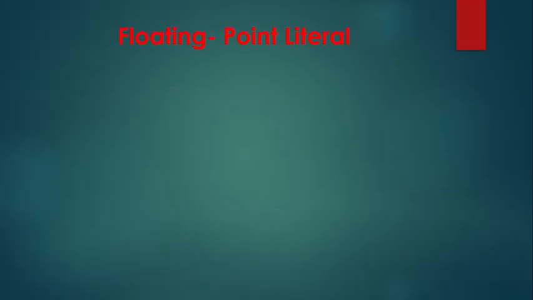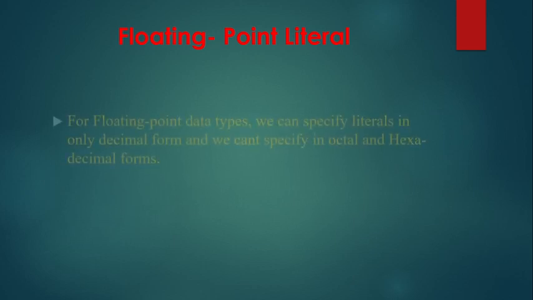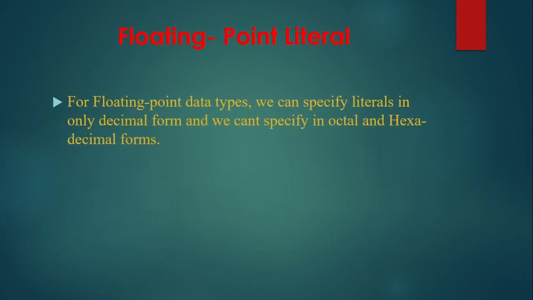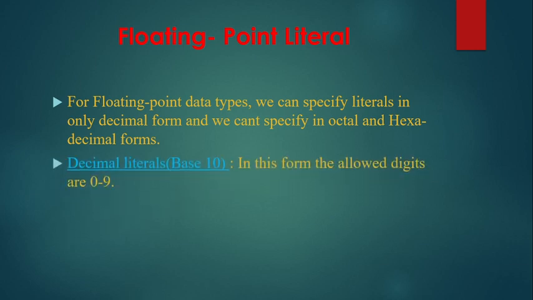The next literal is floating point literal. For floating point data types, we can specify literals only in decimal form and we can't specify them in octal and hexadecimal forms. As we already know, decimal literals are those literals which have base 10 and in which allowed digits are 0 to 9. So this type of literal is allowed in floating point literals. For example, double g = 123.456.